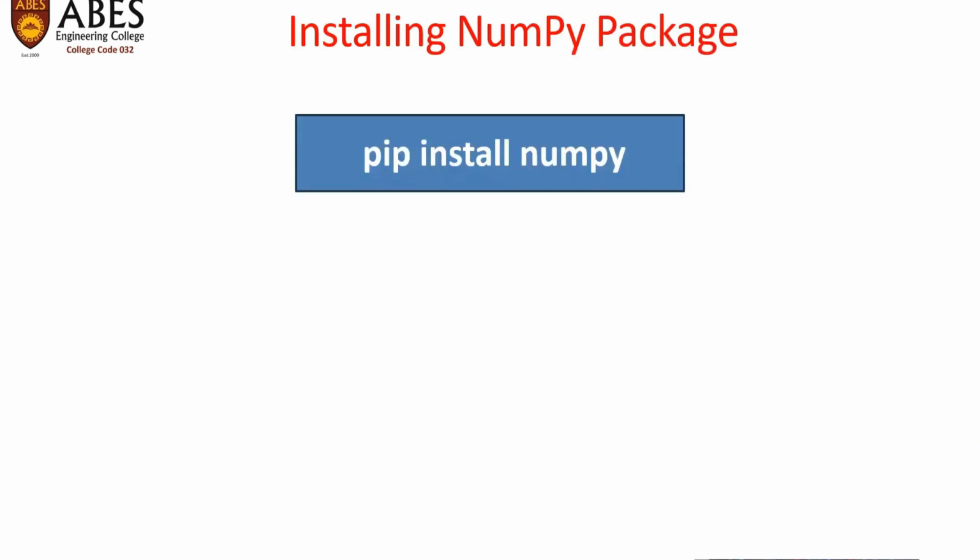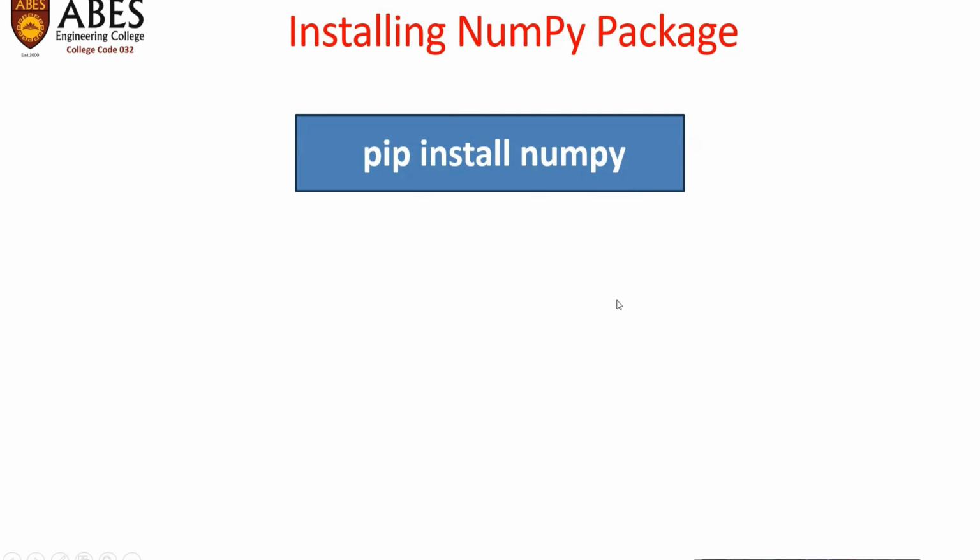Now, first we need to understand how we install the NumPy package and how we use it. For installing the NumPy package, we first need to have Python installed in our system. Once Python is installed, we need to go to command prompt and type in this command, pip install numpy, and NumPy installation will start on your system.